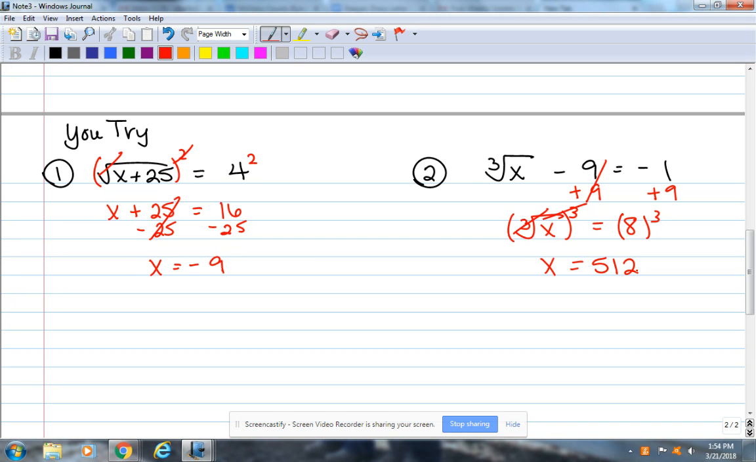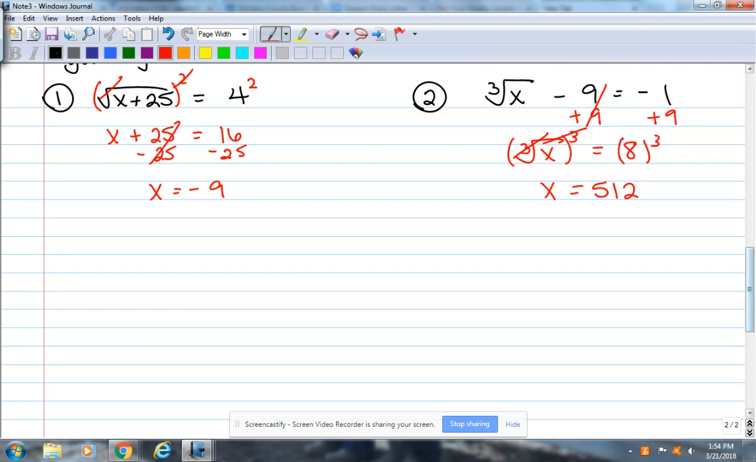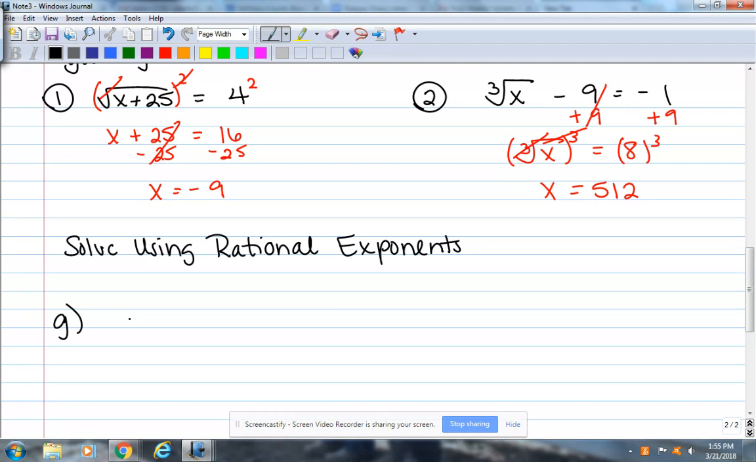So is that difficult? No. The way I think we might struggle with this section, so this will be G, is when we see them with rational exponents. So solve using rational exponents. Remember, rational exponents is when the exponent is like a fraction. So let's do this example G. 4x to the 2/3 power equals 36.